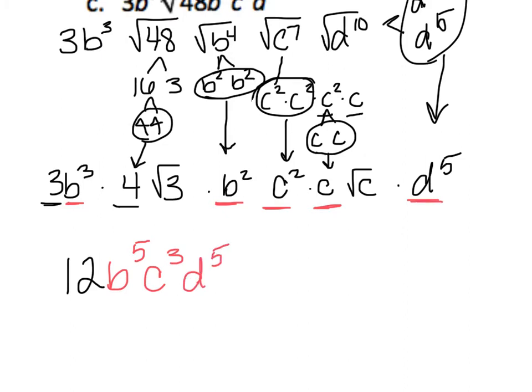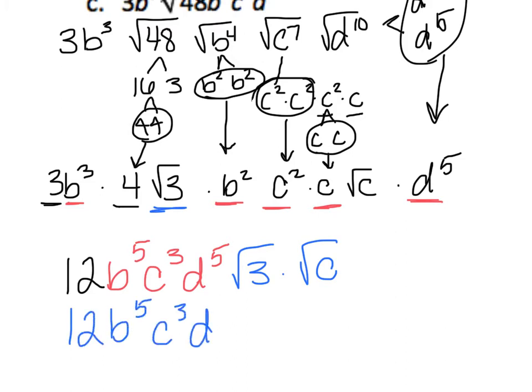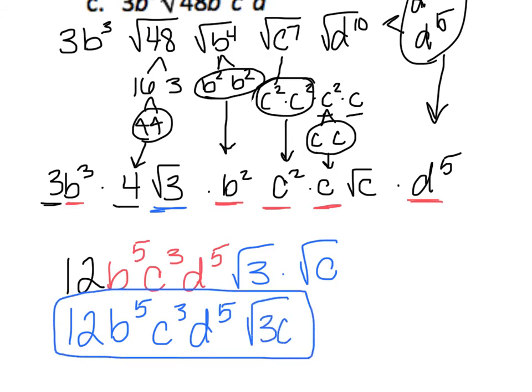And for our roots, we've got the square root of 3 times the square root of c. Now remember, even if the roots aren't the same underneath, you can still multiply. Right? So your final answer is 12, b to the 5th, c to the 3rd, d to the 5th, root 3c.